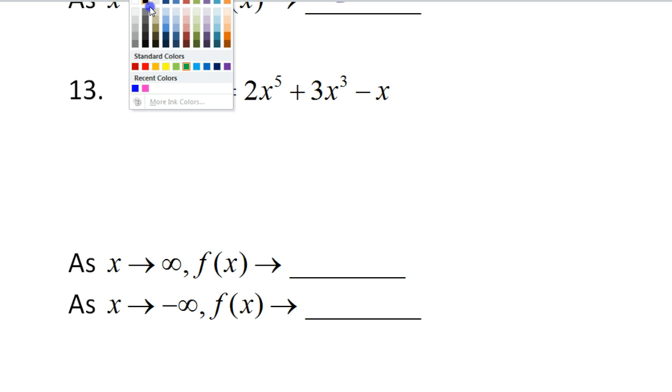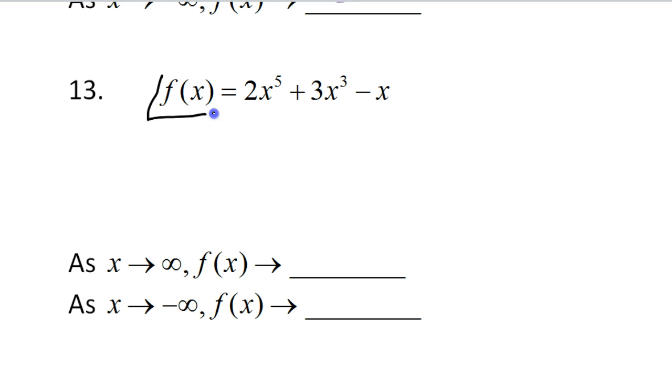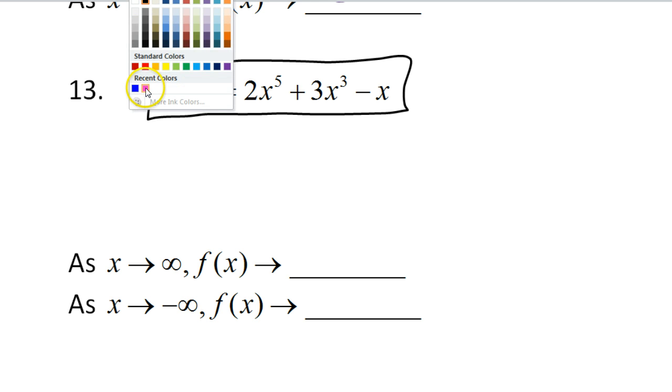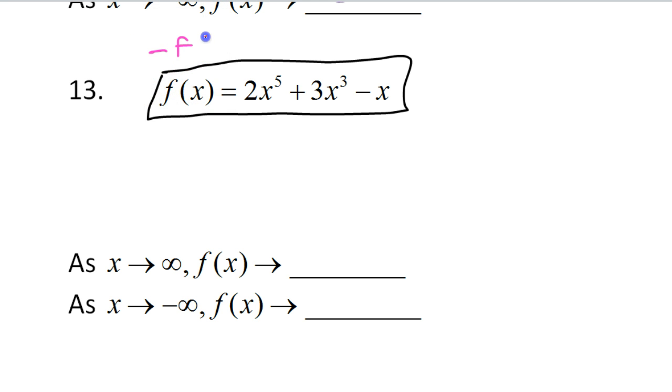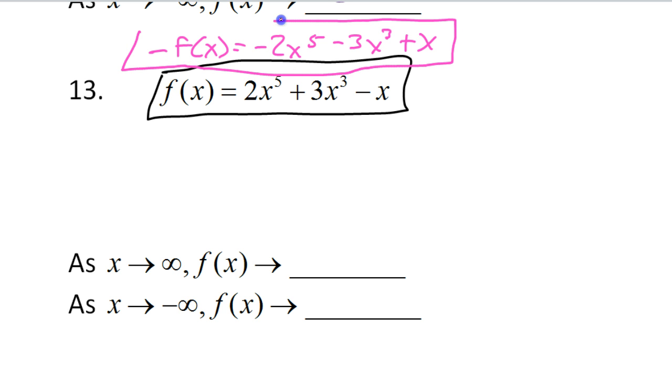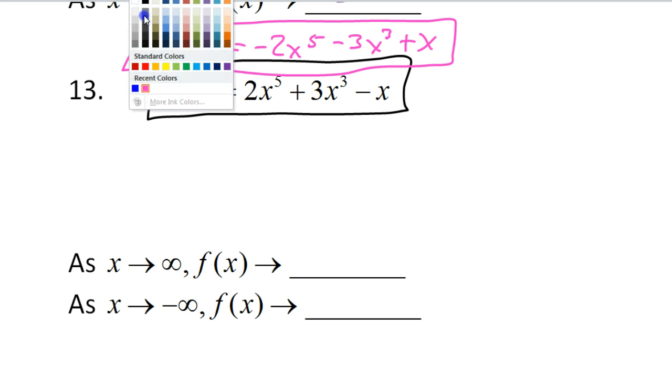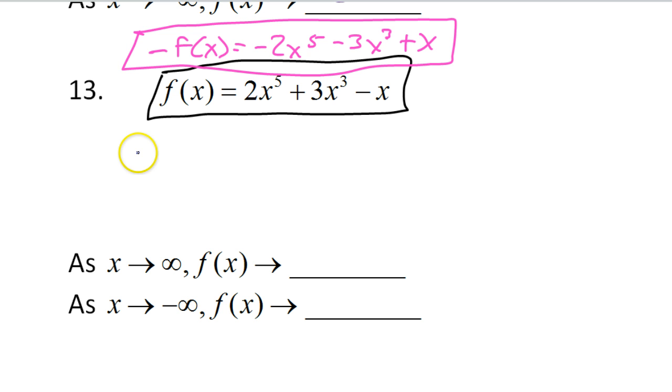All right, for number 13. All right, we've got the original function right there. Here comes the negative function. Negative 2x to the 5th power minus 3x to the 3rd power plus x. So this is showing the work, that's how it's showing it? Yeah, this is how you have to show your work. Alright, I know that. Okay? And then we do the f of negative x.